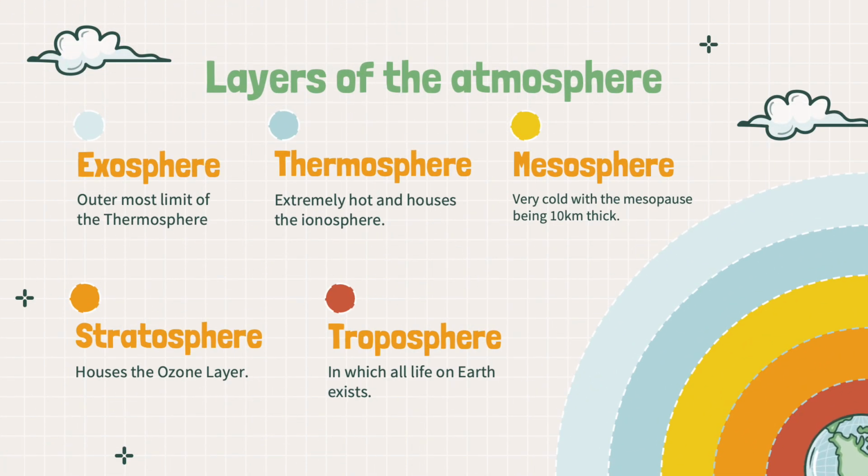If we look at a very brief overview of the layers of the atmosphere, we can see that the exosphere is the very outer limit of the thermosphere, followed by the ionosphere in the thermosphere that is very, very hot. The mesosphere is quite cold, and the mesopause is characterized as being very thick. The stratosphere houses the ozone layer, and the troposphere is where all life exists. In between each layer is a pause layer. If you want more details on the importance of the atmosphere and the layers, have a look at the previous video in the series.